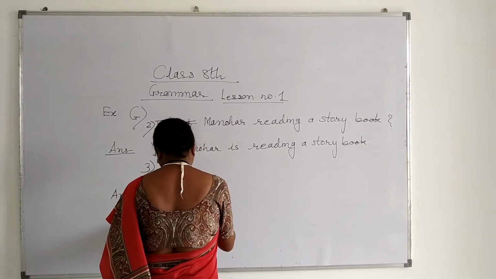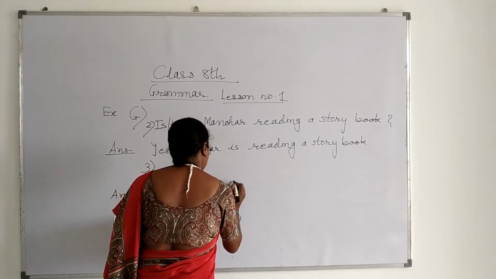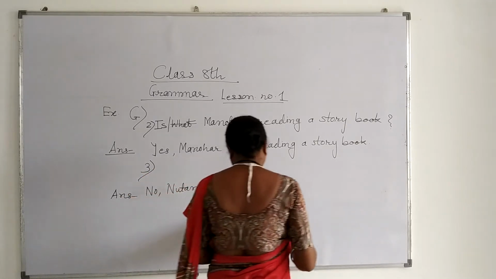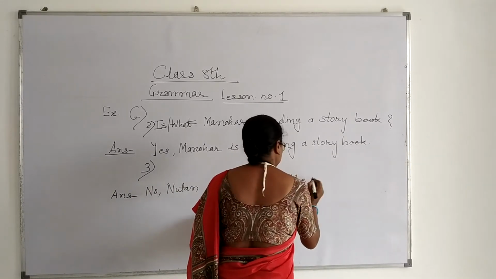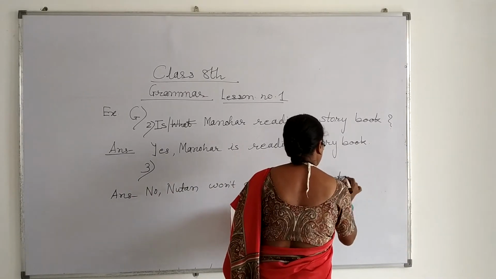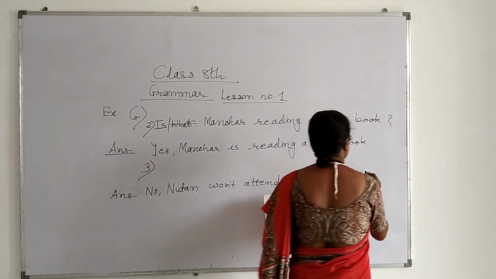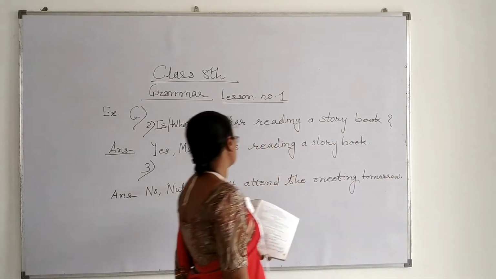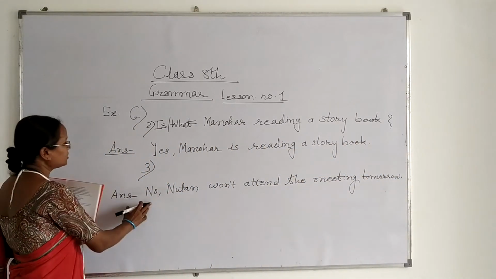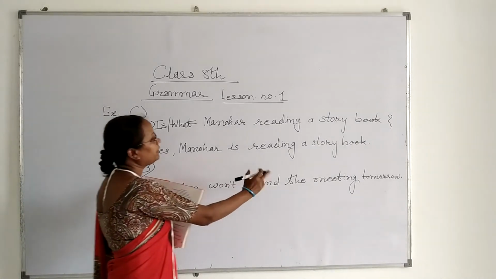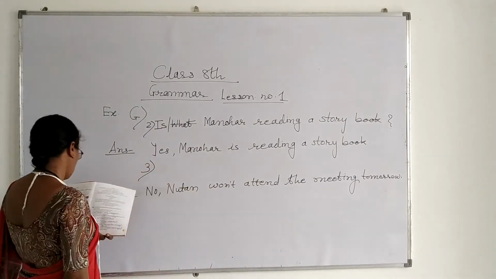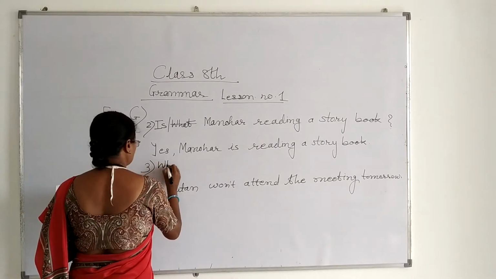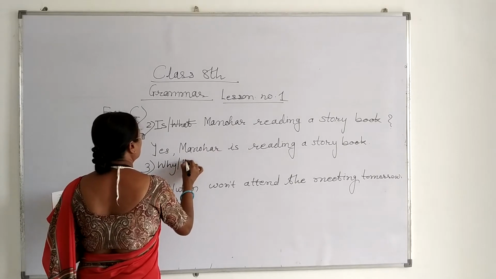won't, W-O-N apostrophe T, attend the meeting tomorrow. What is the answer, students? No, Nutan won't attend the meeting tomorrow. And your clues for making questions are why or will.